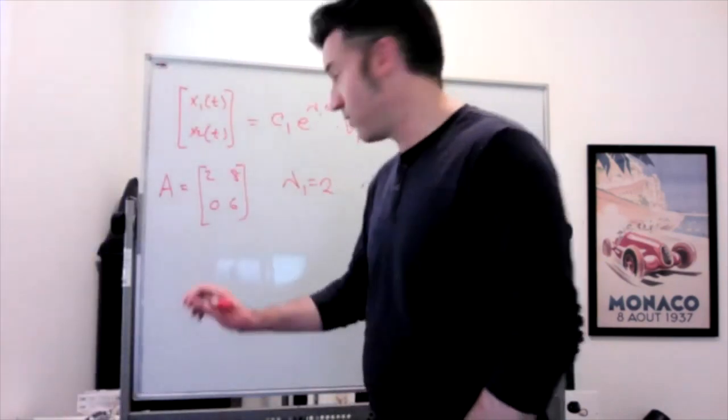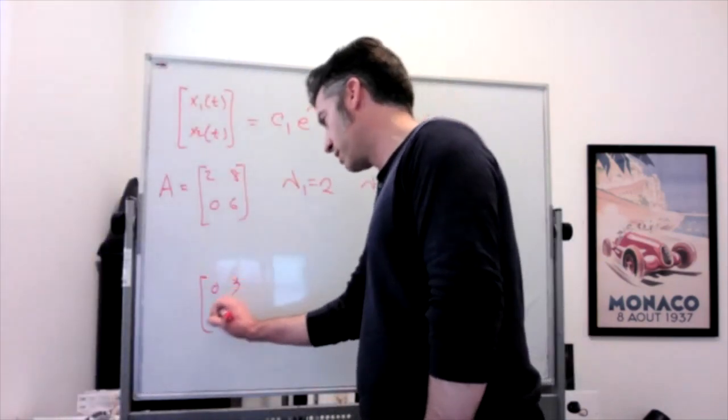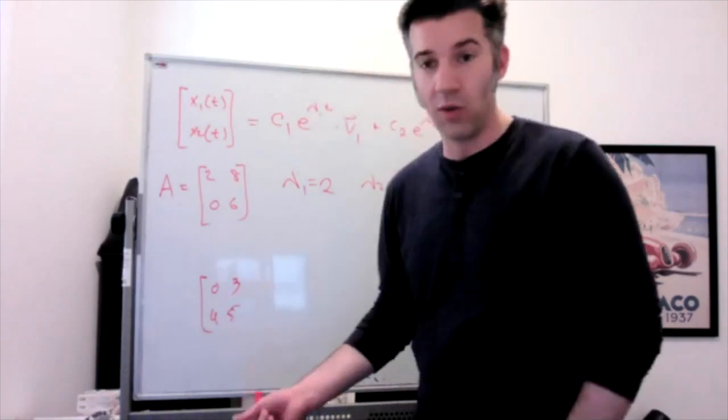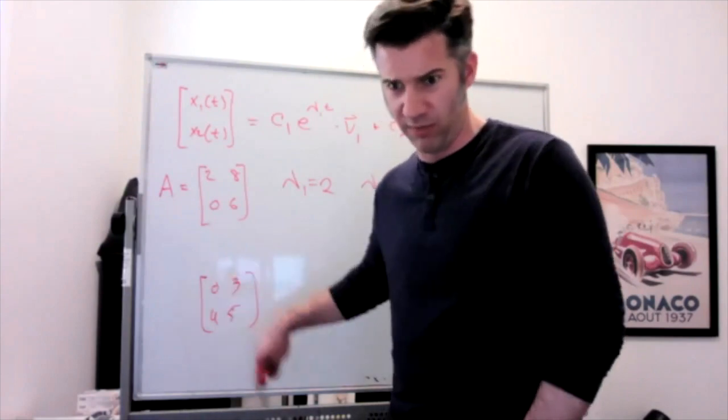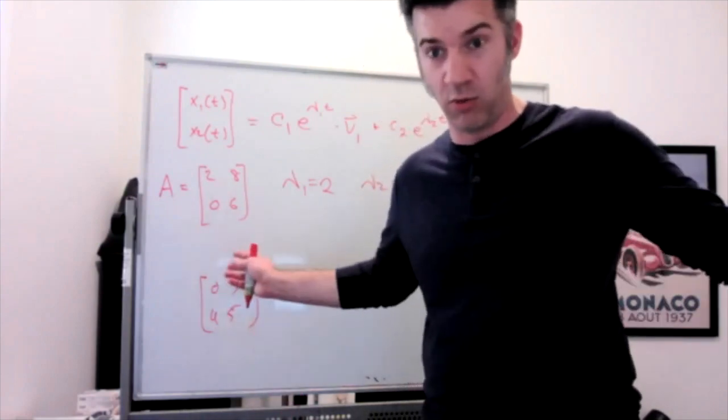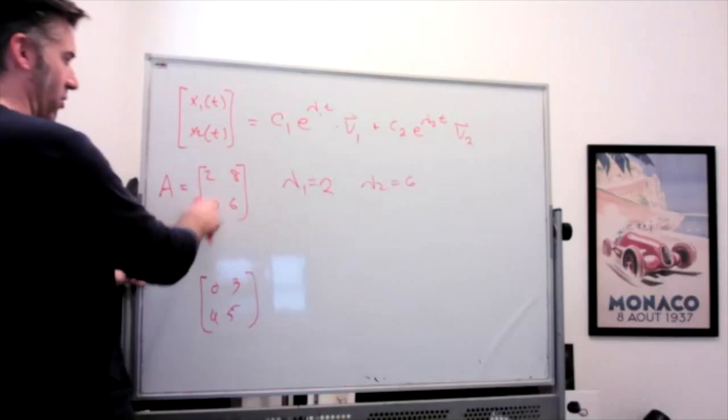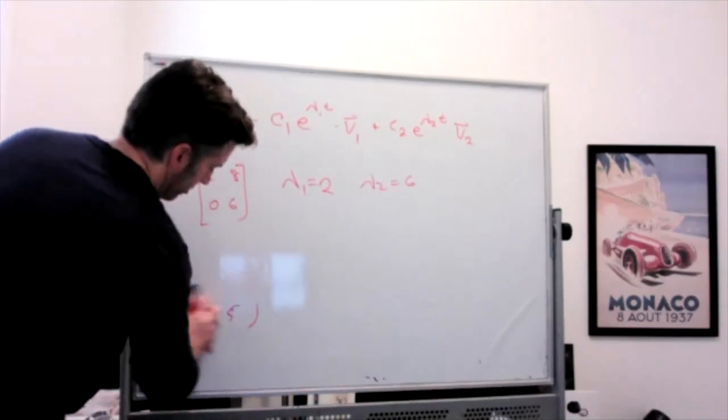Be careful though, right? If you have a matrix like this, 0, 3, 4, 5, you don't get any kind of cool information. You don't get to say the eigenvalues are 3 and 4 or 0 and 5. I have no idea what they are without doing more work. It's only if there's a 0 there or there.